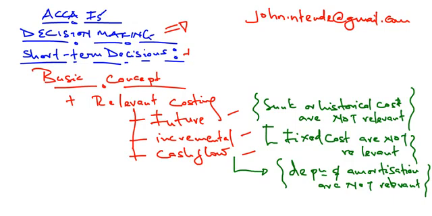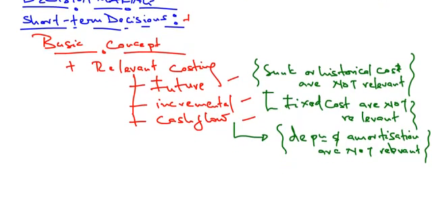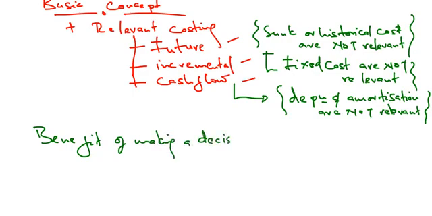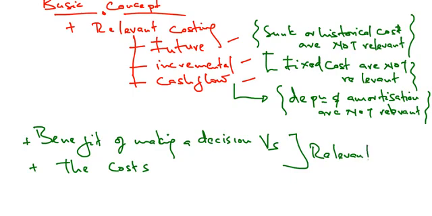So why is this critical? The basic concept for short-term decisions is that you look at the relevant costs and you try to work out the benefit of making a decision versus the costs. And remember, you're doing this using relevant costing principles.